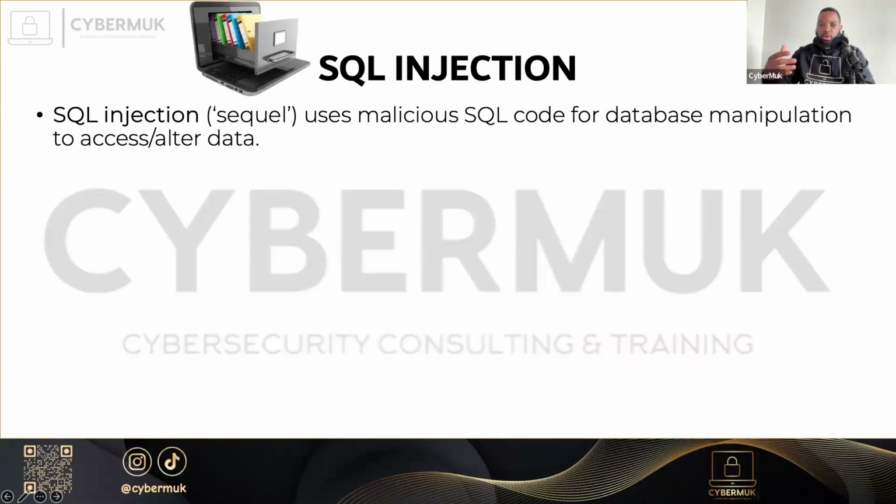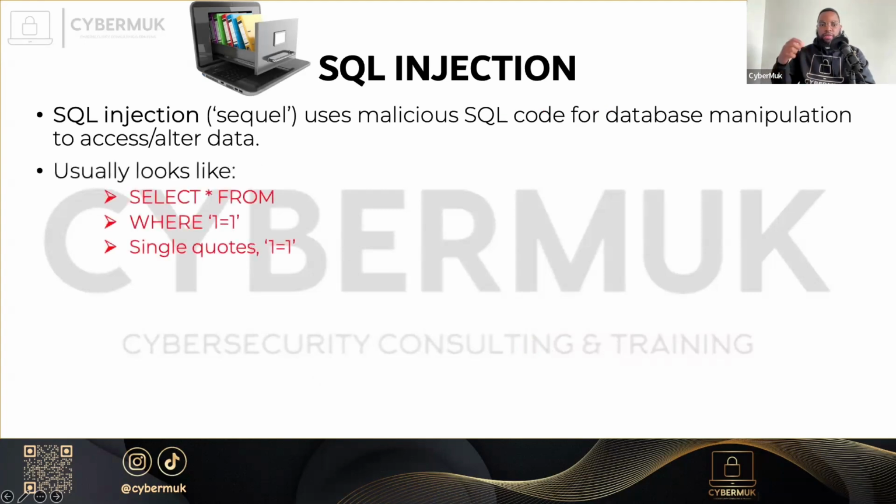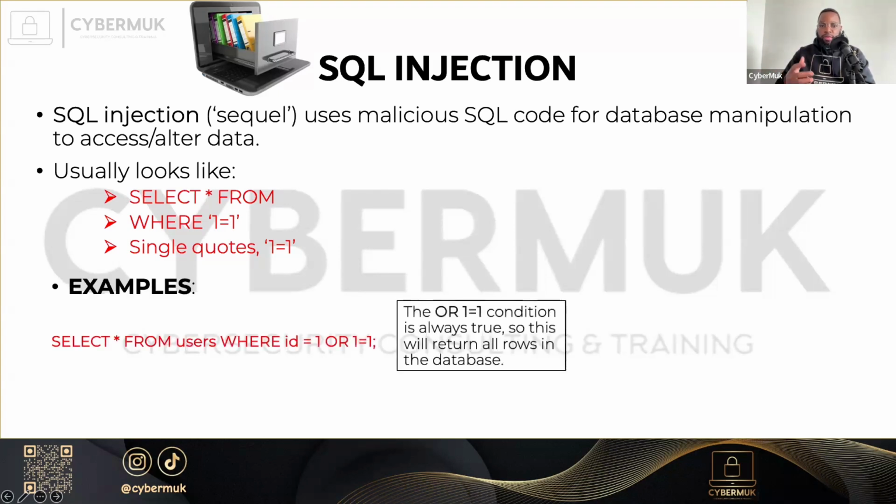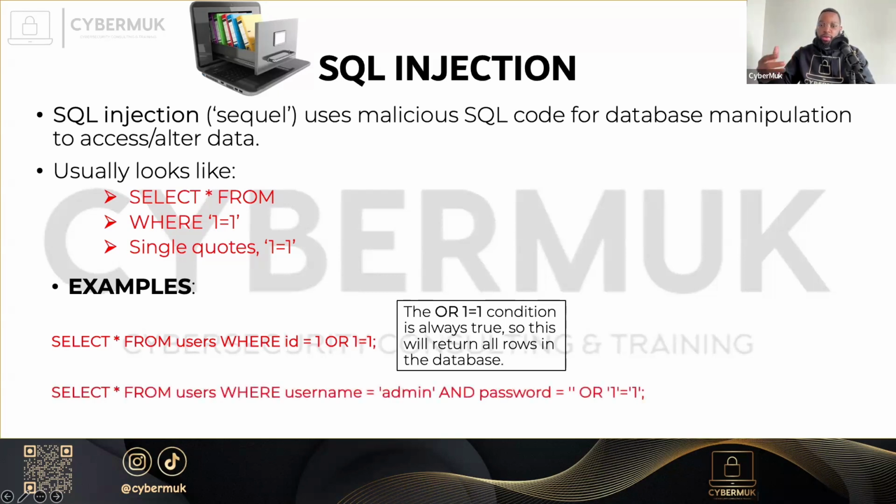The hacker gets into a database, accesses data, modifies data, and queries usually look like this. So it's in plain language: select star from, this means select everything, or where 1 equal 1. So it will always be true. And sometimes you will see single quotes. And this is an example of a query. You see select star from users where ID equal 1 or 1 equal 1. So this condition is always true because 1 will always be equal to 1. And this will return everything within the database.